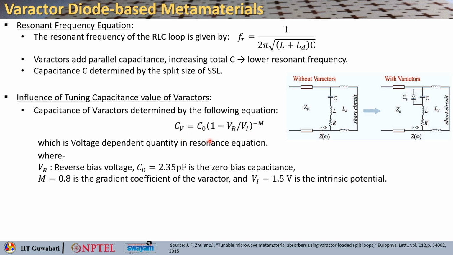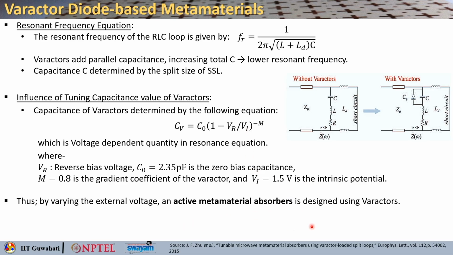You can consider CV equals C naught (1 minus VR by Vi) whole to the power minus m. So this is basically a voltage dependent quantity in this resonance equation. Here VR stands for the reverse bias voltage. C naught is basically 2.35 picofarad, which is considered as the zero bias capacitance. You have this m, which is considered as 0.8, the gradient coefficient of the varactor, and then you have Vi, the intrinsic potential, which is taken as 1.5 volt.